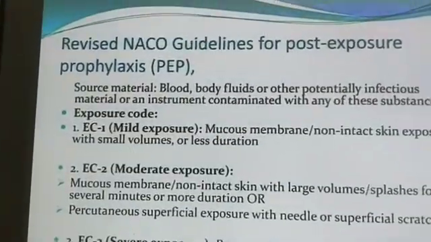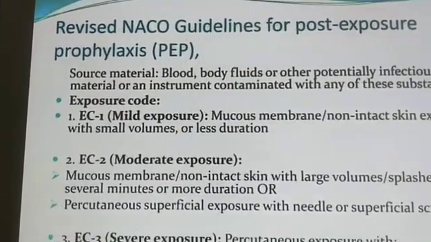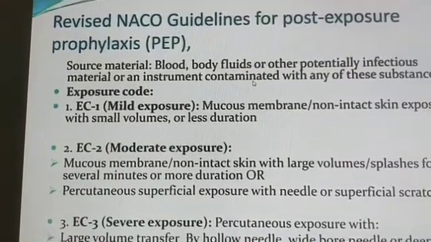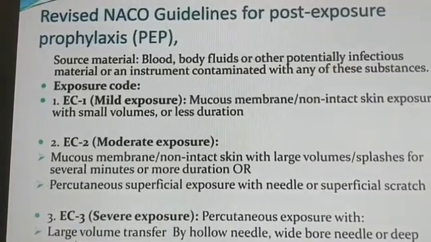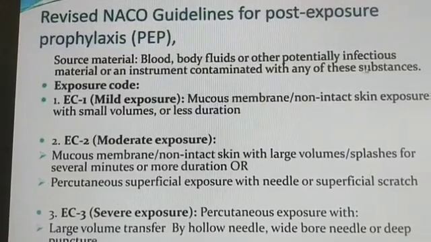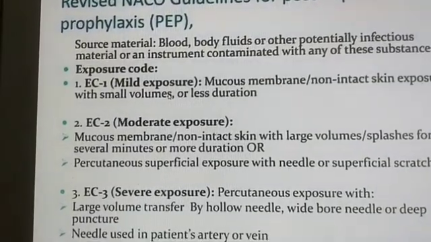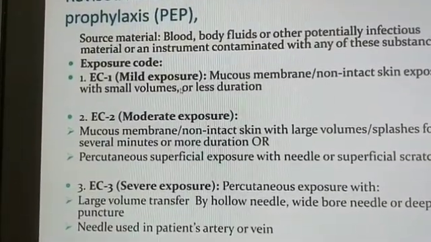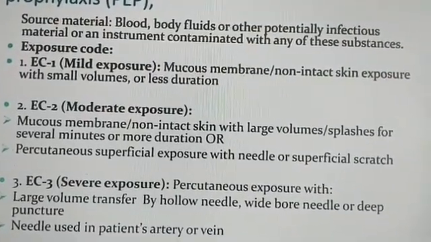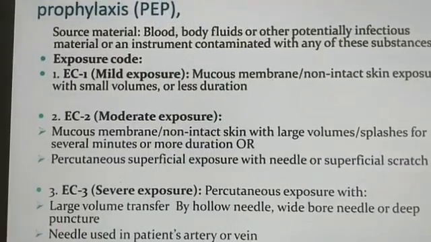Revised NACO guidelines for post-exposure prophylaxis. Source material: blood, body fluids and other potentially infectious material, or an instrument contaminated with any of these substances. Exposure code EC1 is mild exposure: mucous membrane, non-intact skin exposure with small volumes or less duration.